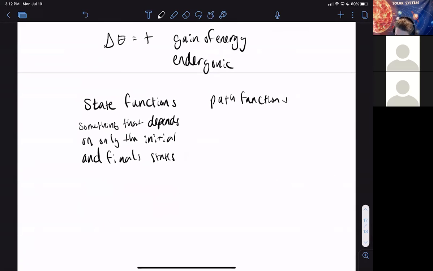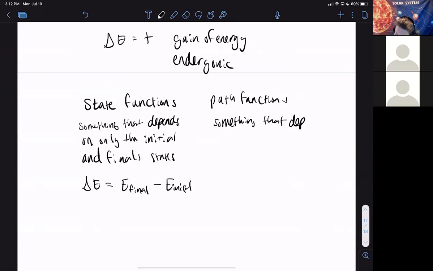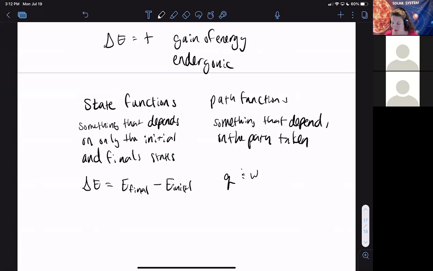So internal energy is a state function. We can determine internal energy by taking our E final minus our E initial. A path function is something that depends on the path taken. And this is going to include heat and work. These are examples of path functions.